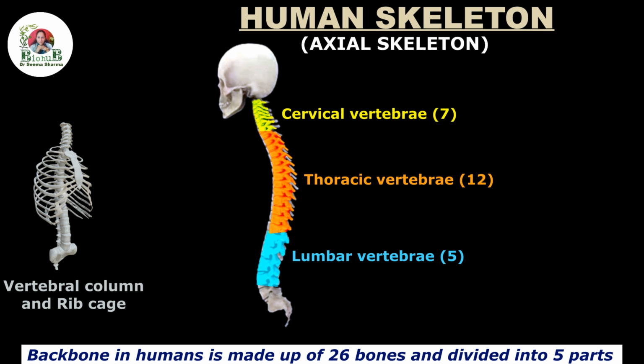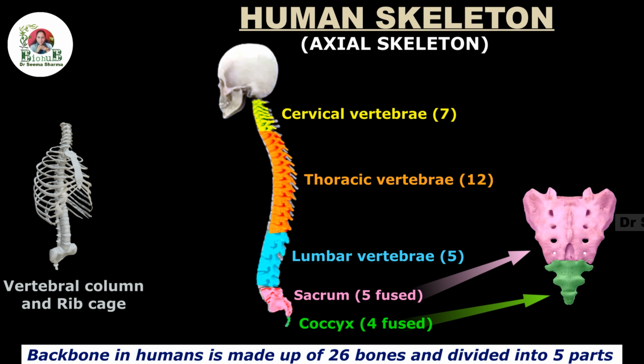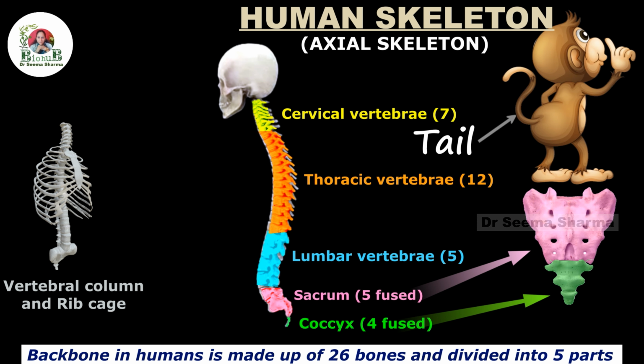The next 5 vertebrae, the pink ones, fuse to form a triangular structure named sacral vertebra, which is present in the central part of the hip region. The last 4 vertebrae, here highlighted with green color, fuse to form one coccyx vertebra at the caudal region. And viewers, this is one of the vestigial organs in the human body.